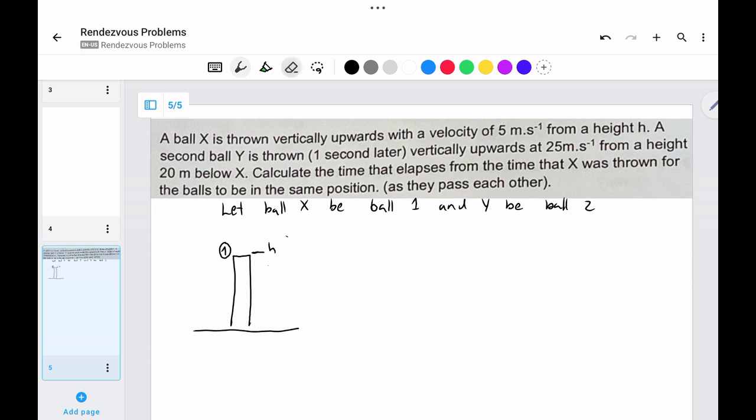Actually, you know what? It might be a little bit confusing to imagine that this is a building.